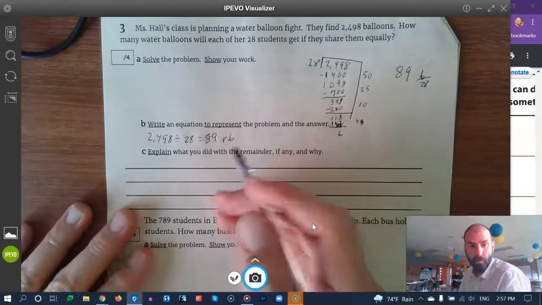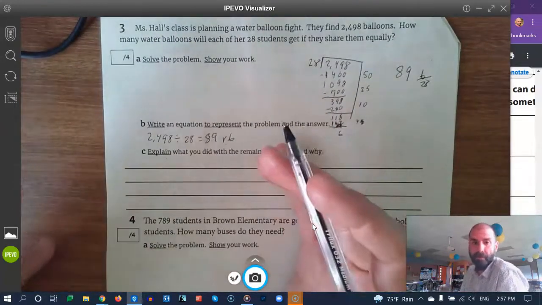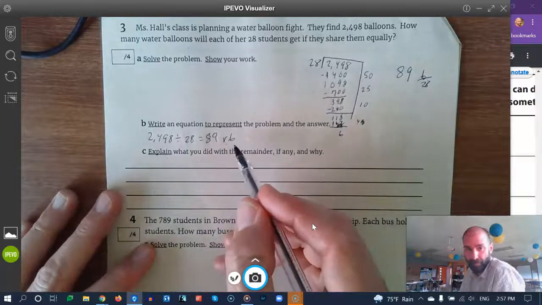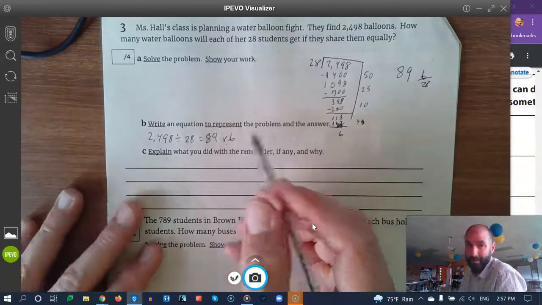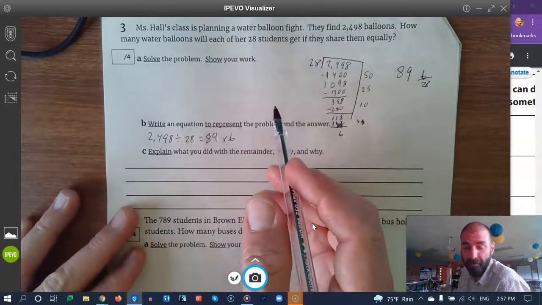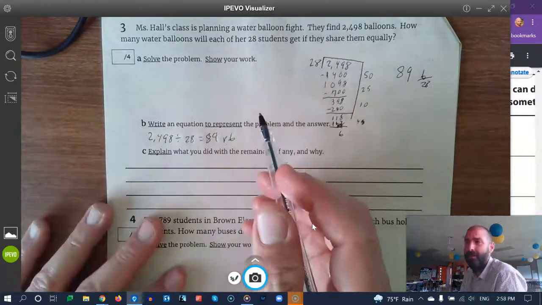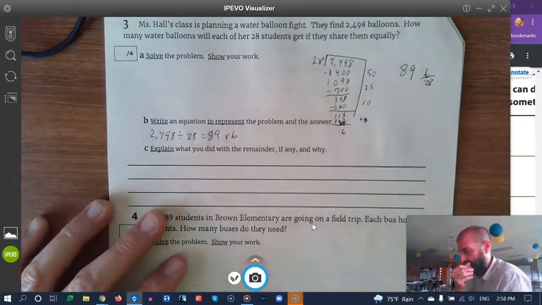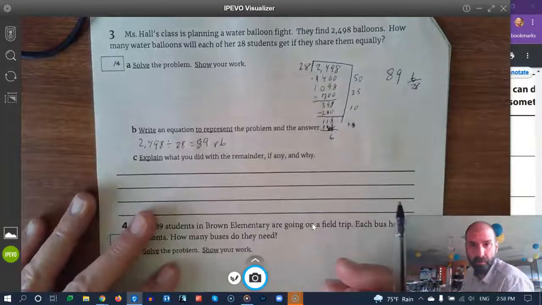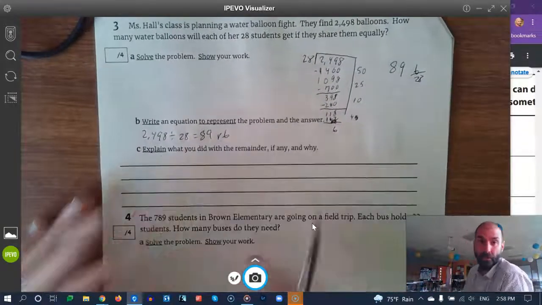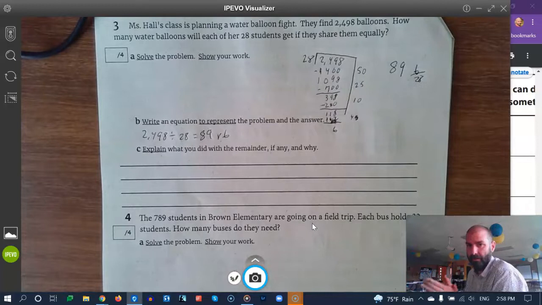So in real world problems, if we have remainders, we have to make a decision. I have 6 balloons left over. Am I going to just give them to 6 people? No, that wouldn't be fair. Wouldn't be justice. So I'm just going to put them back in the closet and keep them for another day. That's what I'm going to do. So again, you have to think about the context.